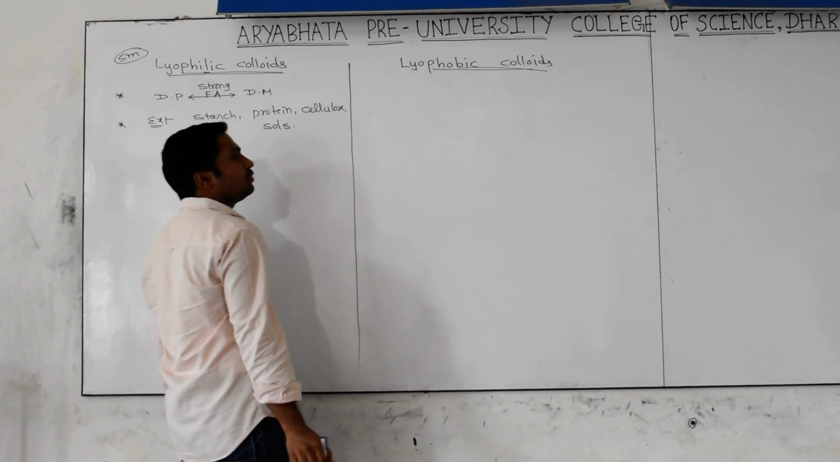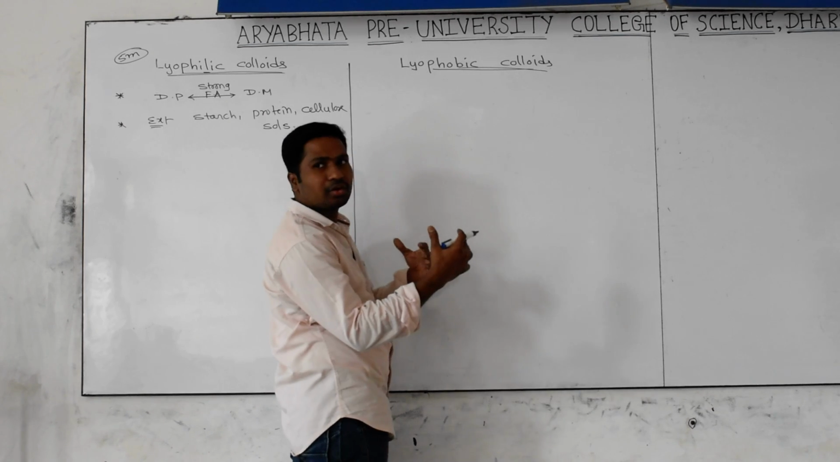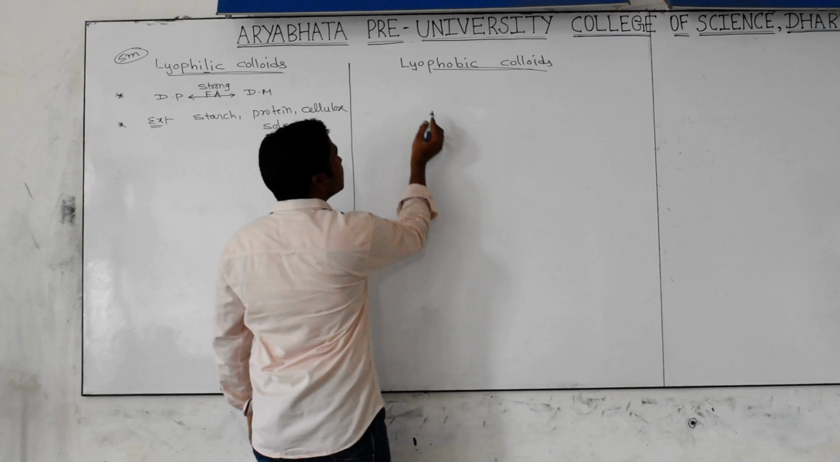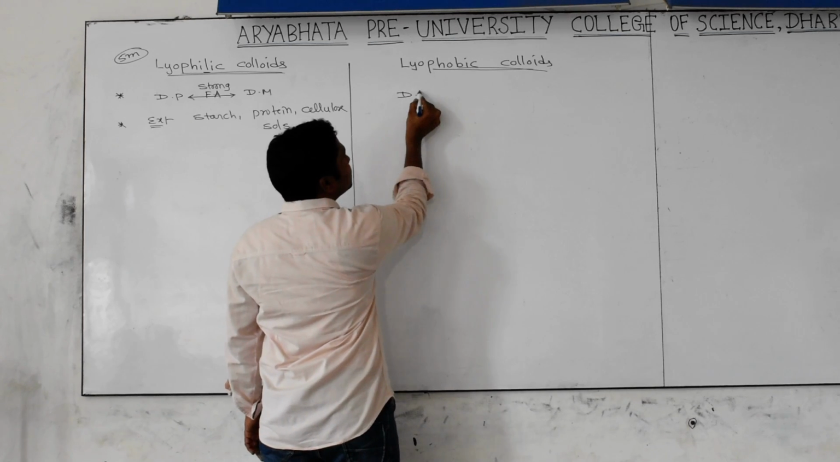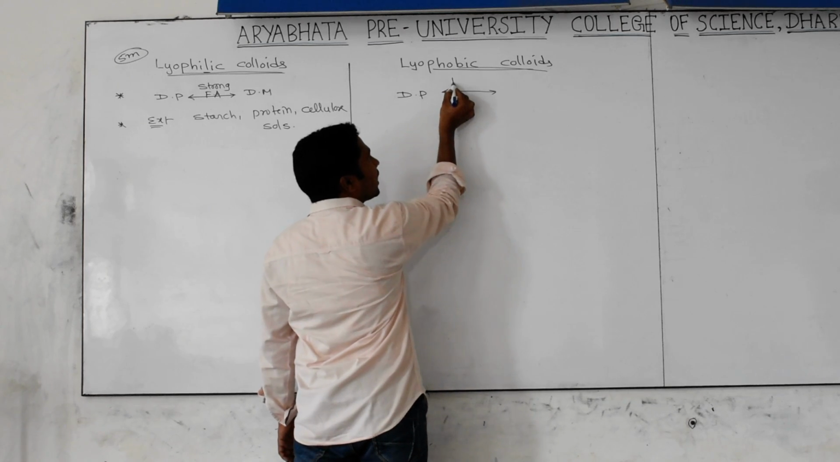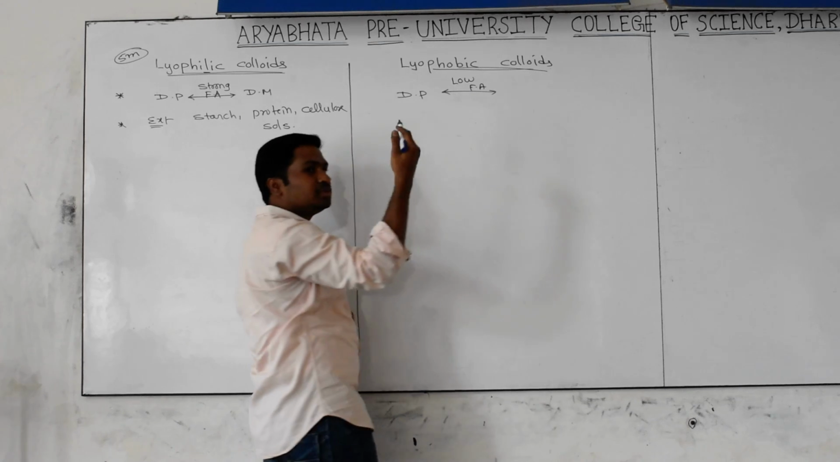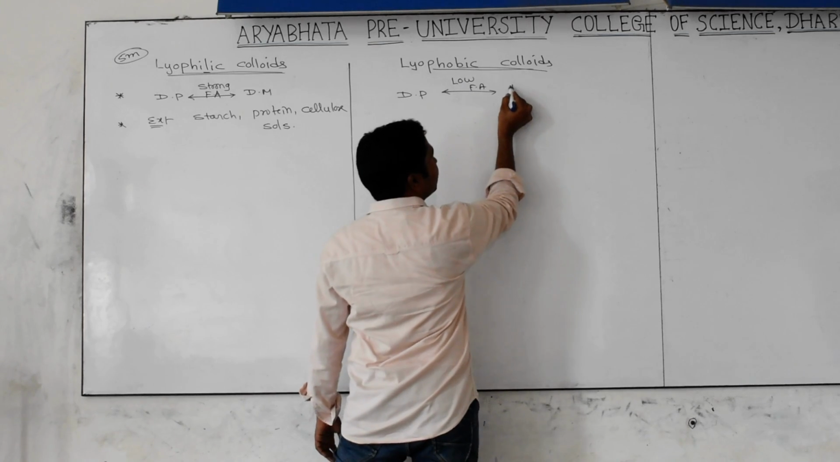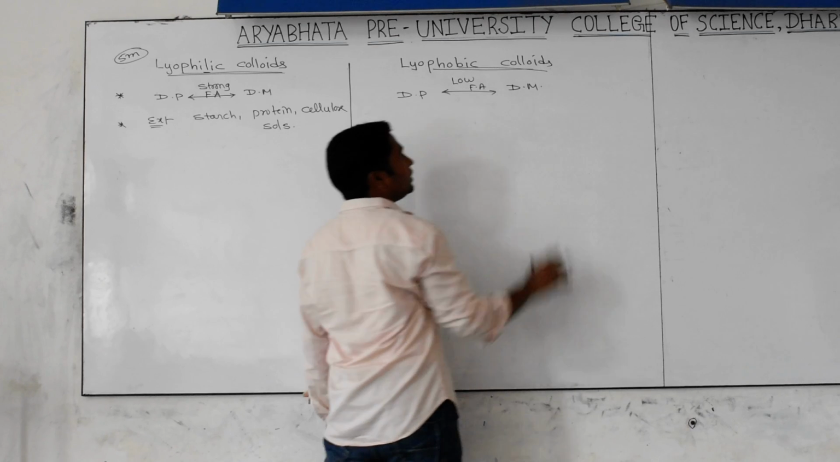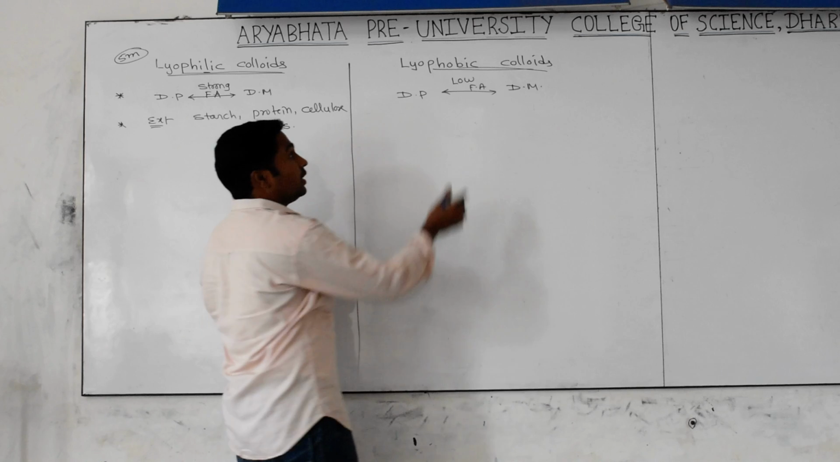And what is the meaning of lyophobic? Phobia means not loving, not loving means hating. It is a colloid in which, between the dispersed phase and the dispersion medium, there is a low force of attraction, or in some cases no force of attraction with the dispersion medium. Such colloids are called lyophobic colloids.